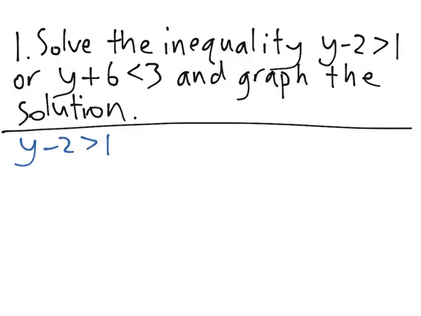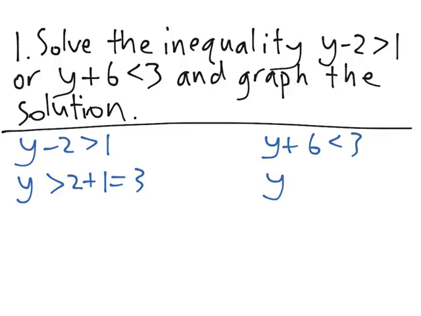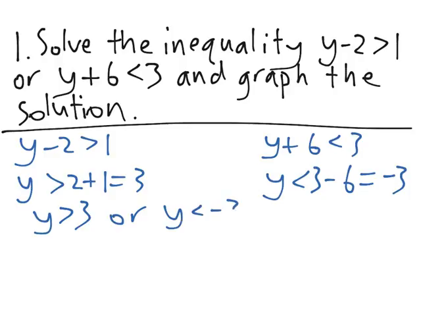y minus 2 greater than 1 can be solved by adding 2 to both sides of the equation. This gives us y is greater than 2 plus 1 equals 3, since the 2 and minus 2 on the left side will cancel. Now for the other equation, y plus 6 is less than 3. If we subtract 6 from both sides to isolate y, we'll have y is less than 3 minus 6, which is equal to minus 3. So our final equation is y is greater than 3, or y is less than minus 3.